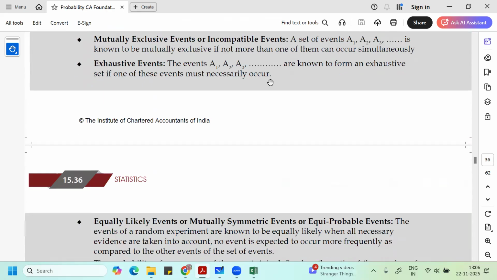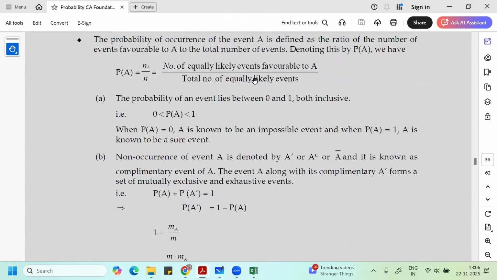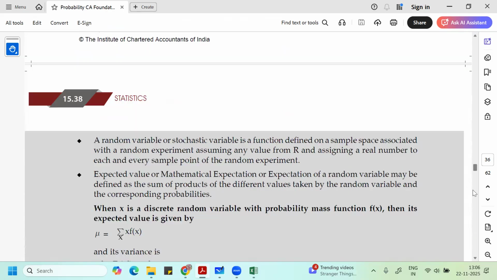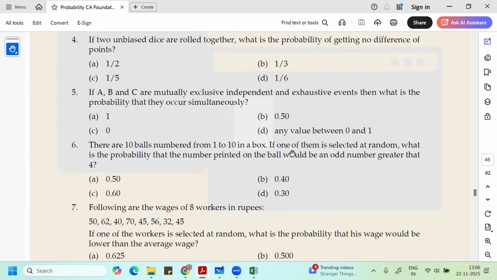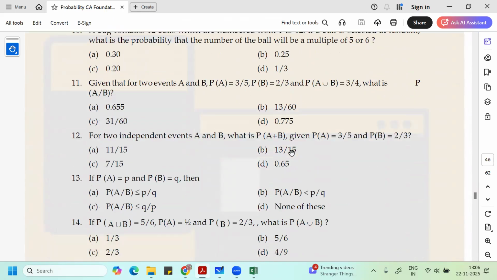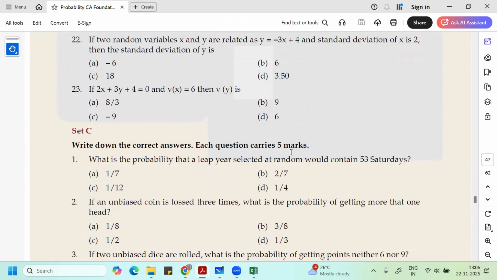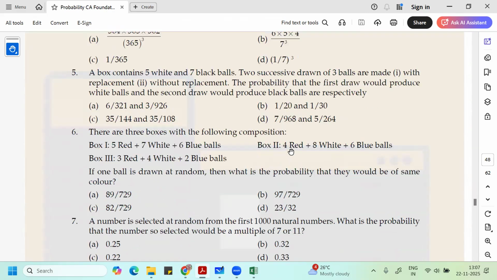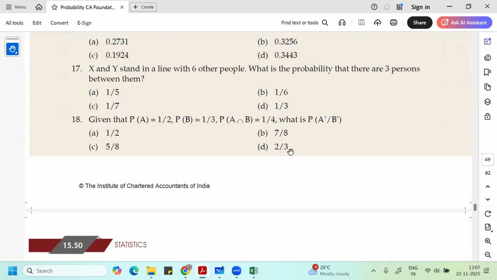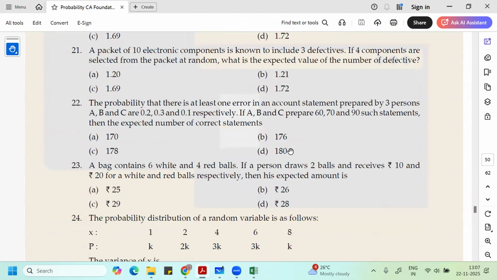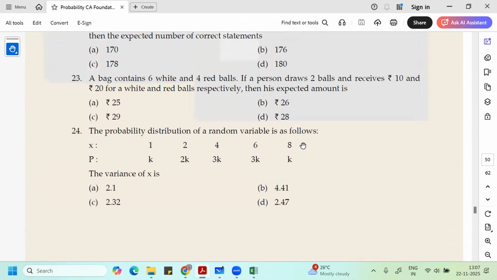So I hope you have understood these solved examples, what all we have done. From the next class, we'll start the numericals from the exercise given here. We'll start from set B. In set B we have around 23 questions, we'll do those 23 questions. Then in set C we have around 24 questions. We'll do it like this.